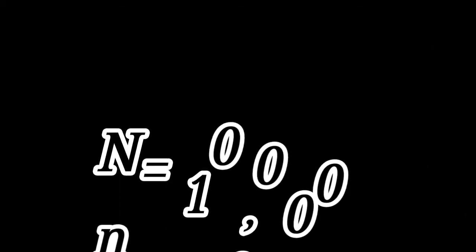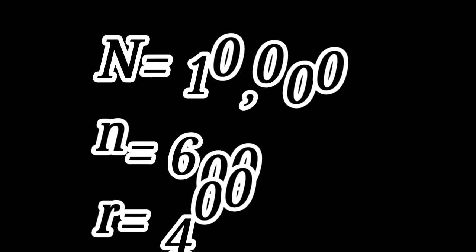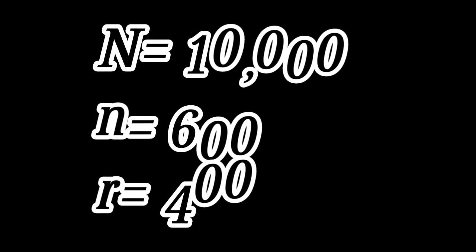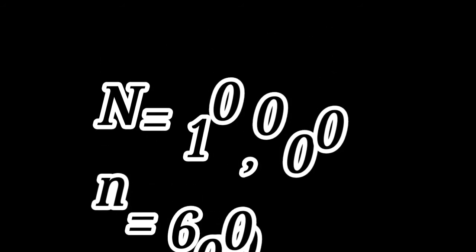So now, we will state the given in the problem, and that is step 1. First, we have capital N for the total population of the school, which is 10,000, small letter n for the number of trials, which is 600, and small letter r for the number of successes, which is 400. Remember, the value of r is always smaller than the value of n.